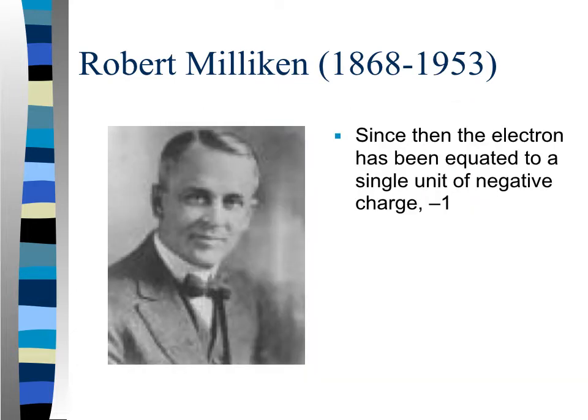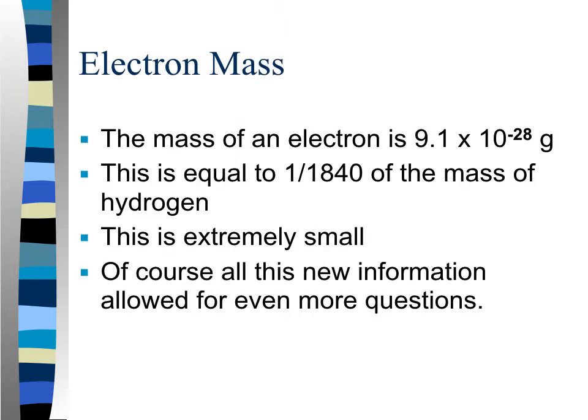All right, since then we have gotten rid of that number for the electric charge, and really we just have equated it to a single unit value, and we say that an electron is -1. So it's much easier than having to work with that number that they came up with. Okay, the mass of an electron is 9.1 times 10 to the -28 grams.